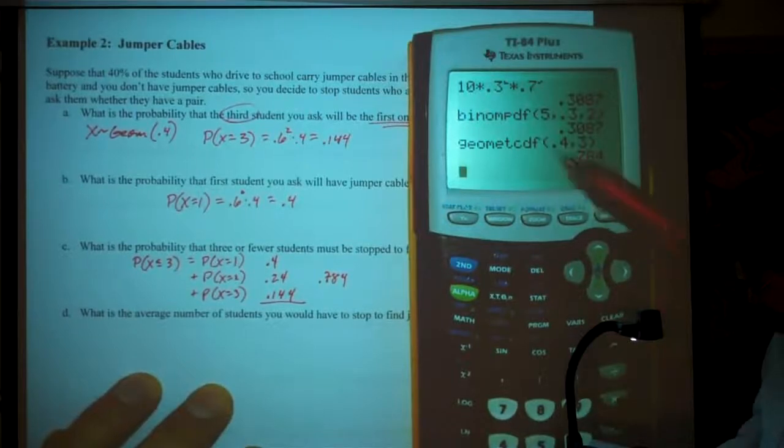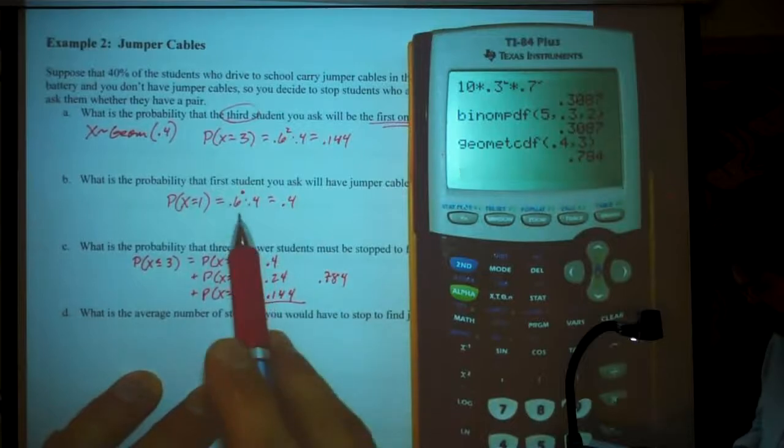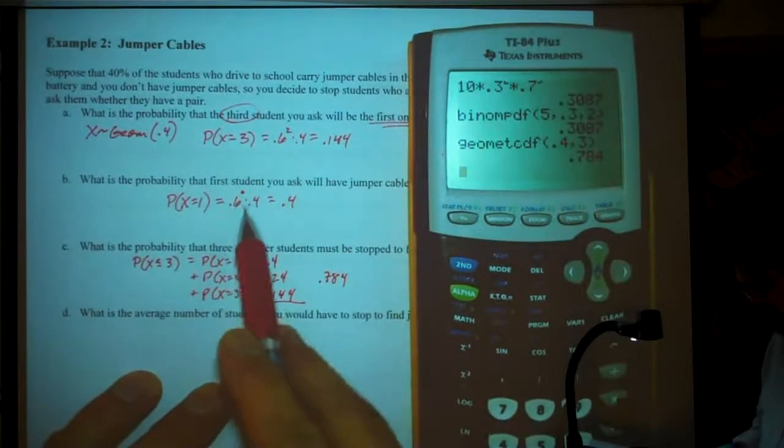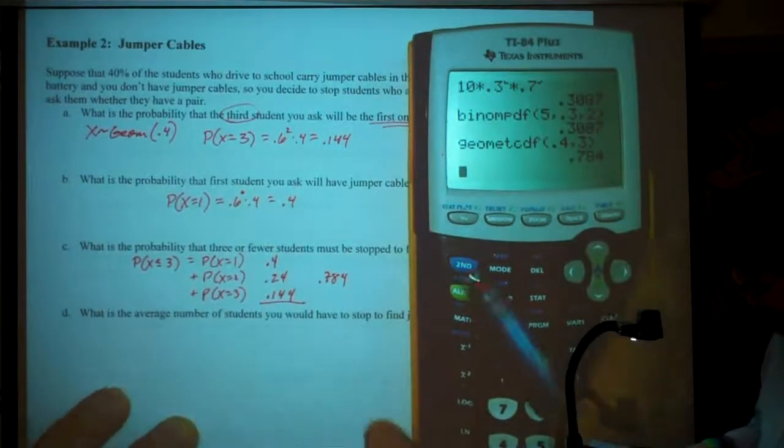Okay? Now notice, I use geometric CDF, not geometric PDF. This is the cumulative distribution function. So that gives me the probability of getting 3 or fewer. If I use the geometric PDF, I would get exactly 3. But really, geometric PDF, I really don't think that's worth it. It's pretty easy just to do q to the x minus 1 power times p.